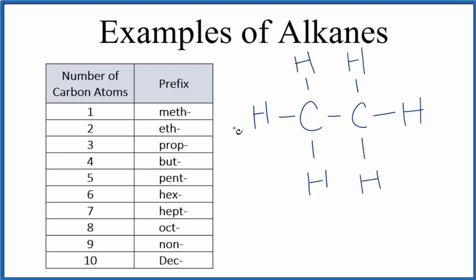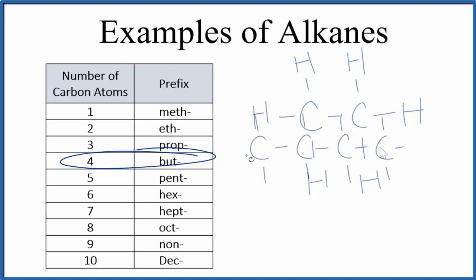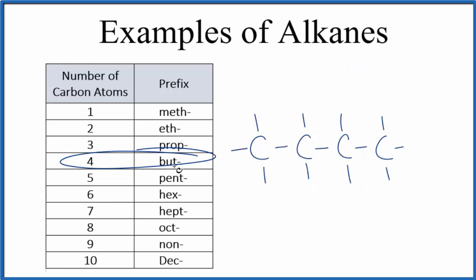So pause and see if you can write the structure for the alkane butane. So butane has 4 carbons, 1, 2, 3, 4, and each one of these lines goes to a hydrogen. These are all single bonds. So that's an example of a straight chain alkane.